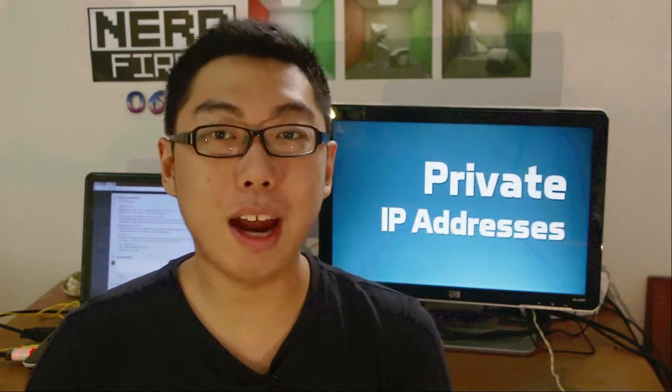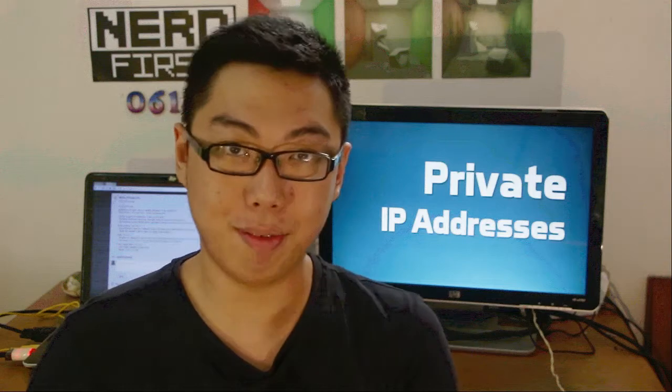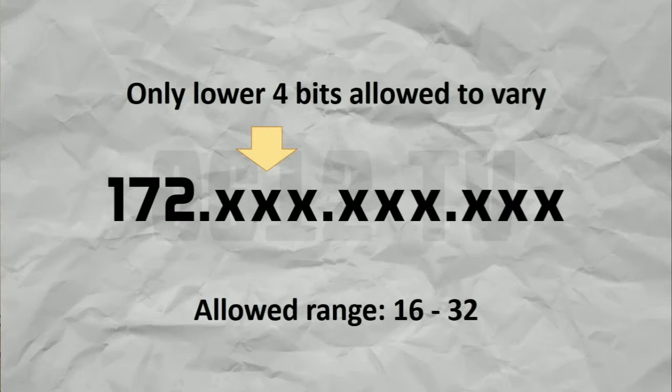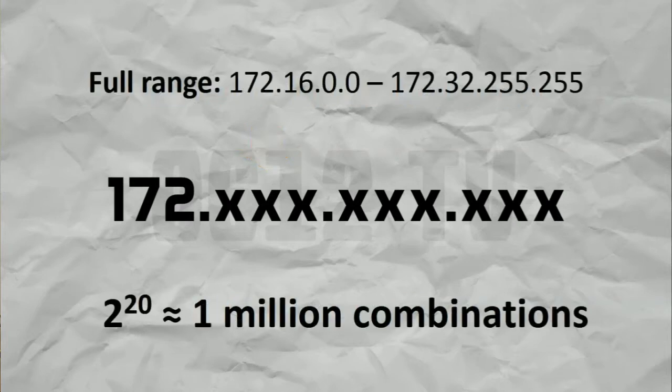Another range of private addresses starts with the number 172. Now, even though the last 3 bytes can change, the second byte does not change freely. Only the lower 4 bits are allowed to change freely, the top 4 are fixed. And what this means is you get a range, for that second number, running from 16 to 32. This gives us about 1 million addresses to play with because this is a 20-bit number.